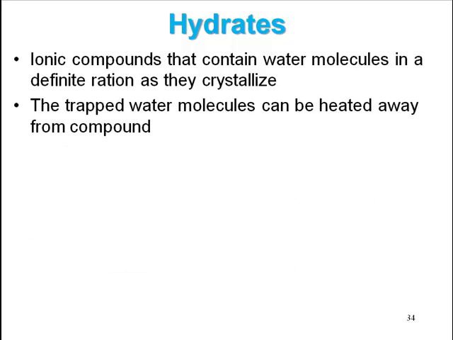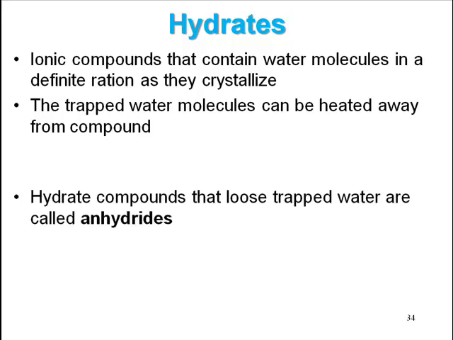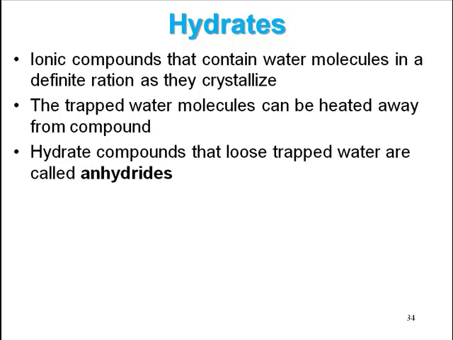The trapped water molecules can be heated away from the compound. So the water molecules attach to this ionic compound, and if you heat it up, the water molecules can evaporate, and then you get what's called an anhydrous compound or an anhydride. Hydrate compounds that lose trapped water are called anhydrides.